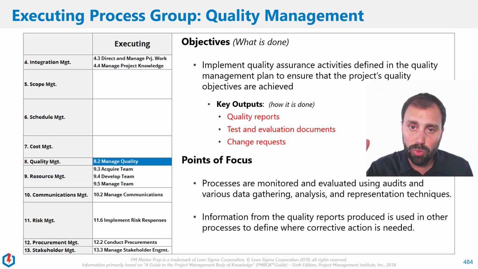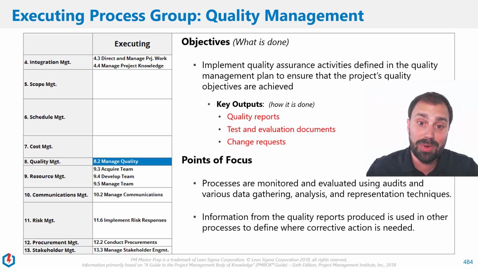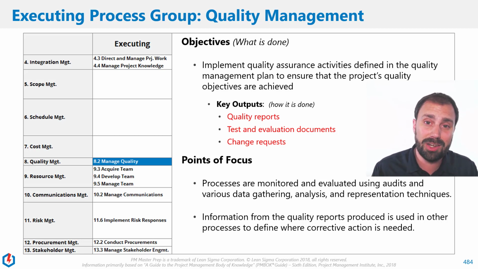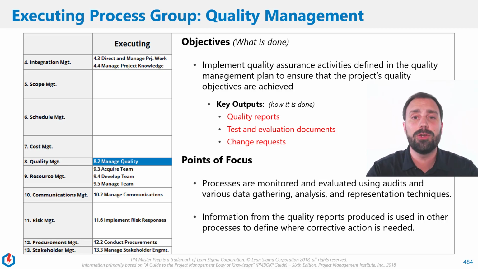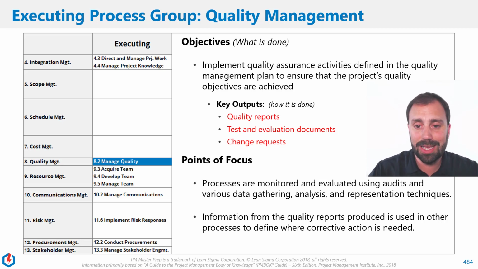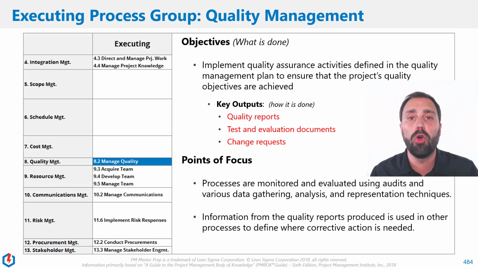So a lot of different things are produced here, but most importantly, let's summarize: the reason why we're doing this is to implement our quality assurance activities that we defined in our quality management plan during the planning process group, to ensure that our quality objectives are met. In doing that, we're going to produce change requests. Surely, things aren't going to go great all the time, so we're going to have some change requests. We're going to have plenty of test and evaluation documents that are going to be compiled as we go through this, and quality reports are going to help inform the rest of the project about how quality is going, so that we can all maintain progressively on the right path and we can adjust as needed.